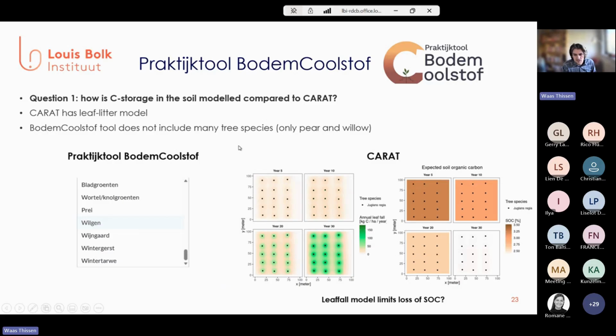Then the last thing, carrot has a leaf litter model, so it also includes extra inputs from trees. And the bodemkoolstof tool doesn't include many tree species. Somehow it has willow inside. Sorry, it doesn't have pear inside. It's a TL, which means leek. I thought I read pear, but it's a TL. So there's only one tree species modeled in the praktijk tool bodemkoolstof, so the agroforestry component is really lacking.